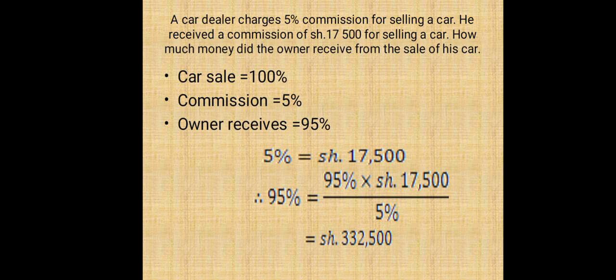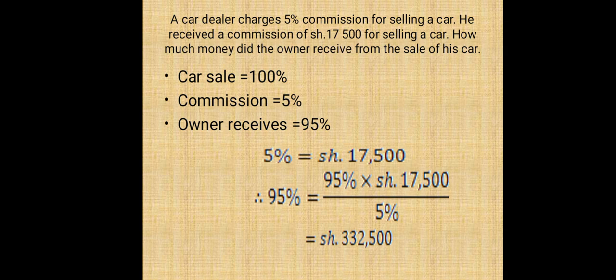A car dealer charges 5% commission for selling a car. He received a commission of 17,500 for selling a car. How much money did the owner receive for the sale of the car? Now we can have some statistics here. The price they get by selling a car is 100%. Now the commission is 5%, which means the owner receives the balance, 100 minus 5, which is 95.